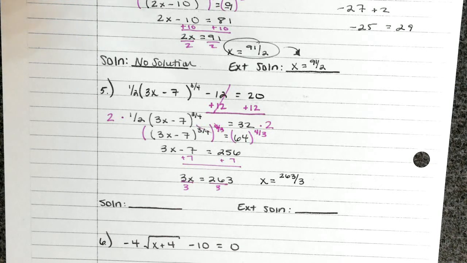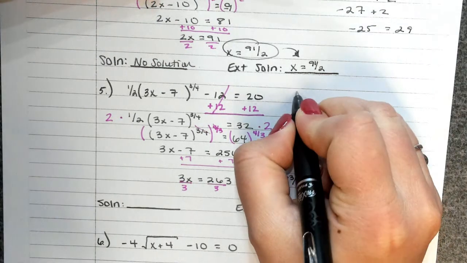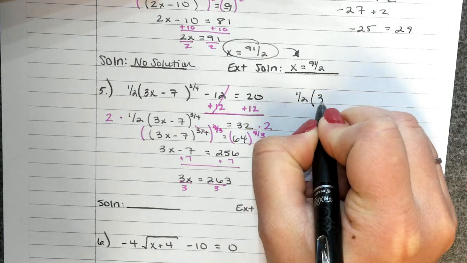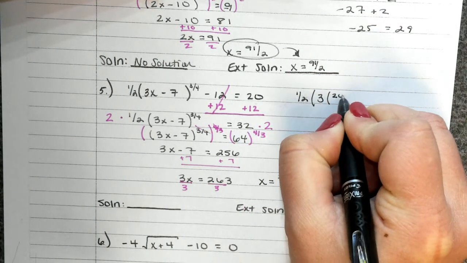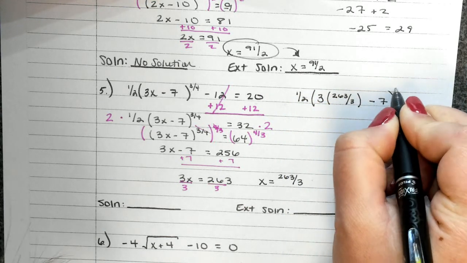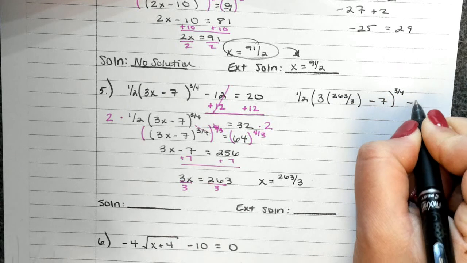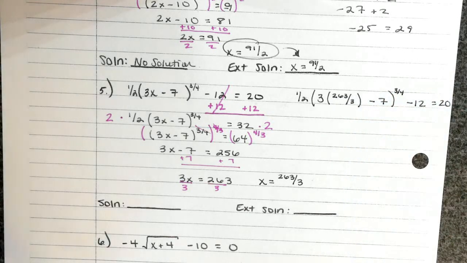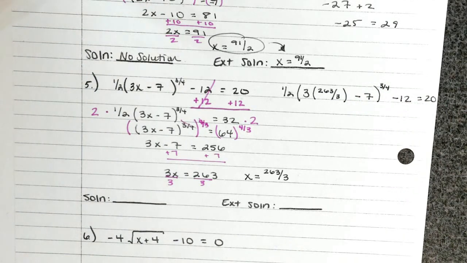All right. Now what do I do now that I have that? What are we going to do, number 12? Plug it in. 1/2 times 3 times 263 over 3 minus 7 to the 3/4 power minus 12. It's supposed to equal 20. There's my whole original. Number 3, what does PEMDAS tell me to do first?